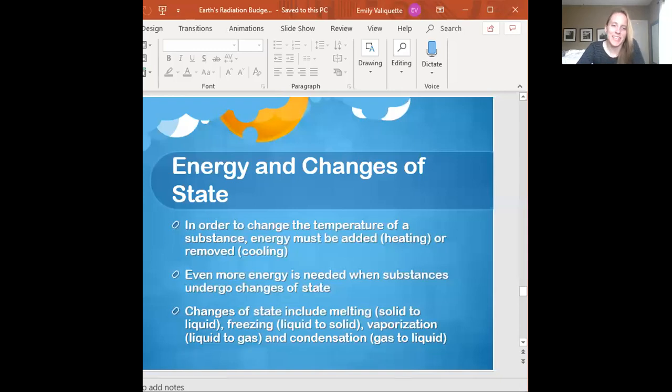Okay, in order to change the temperature of a substance, you have to either add or remove energy. Adding energy will heat the substance, removing energy will cool the substance. And then if you're going to actually push it through a change of state, that's going to require even more energy. So changes of state are things like melting, freezing, vaporization, condensation, evaporation, all that kind of stuff. Sublimation.